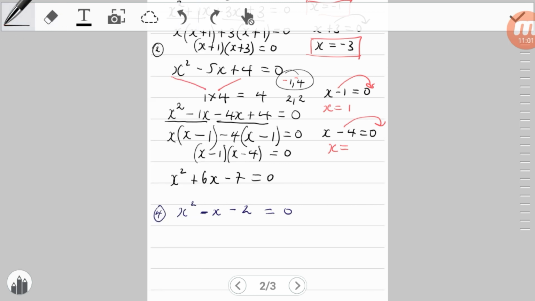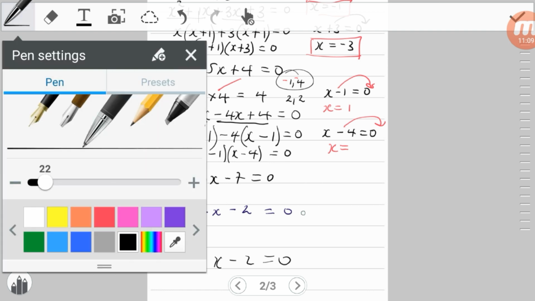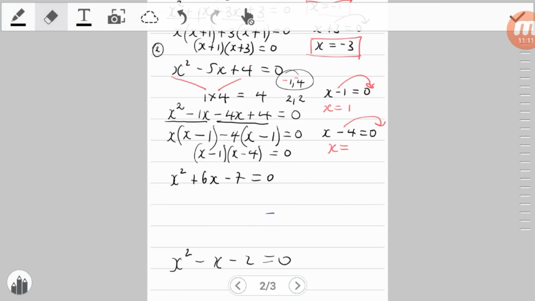Alright, let's do another example. Here we go. Let's just rewrite this question down here so we do not forget what it is. And then we're going to come and work out question number 3. Okay. Alright, here we go.